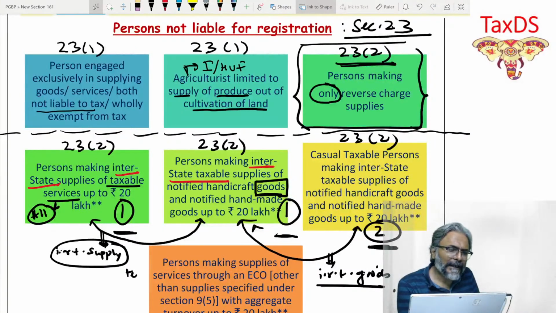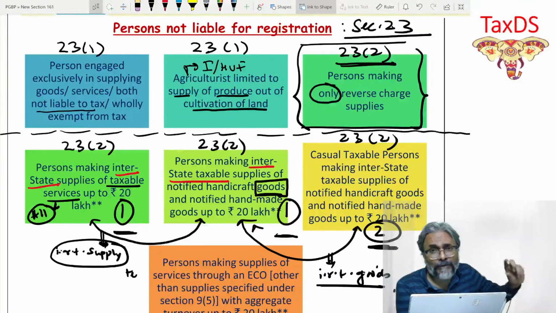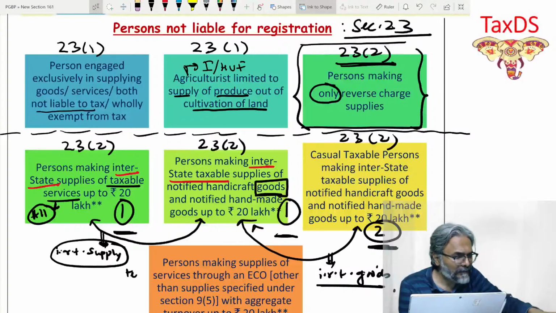Now this is about what? Engaged exclusively in supplying goods or services or both, not liable to tax. So it simply means that there is no liability to pay GST for any reason whatsoever. If there is no liability to pay GST for any reason whatsoever, then you will be eligible for a full exemption. Point number 2 is about an individual or HUF who is an agriculturalist and whose supply is limited only to the produce that he has made out of the cultivation of the land. That is the limited level of his supply, students, so far as 23(1) is concerned. So for him also there is a full exemption.